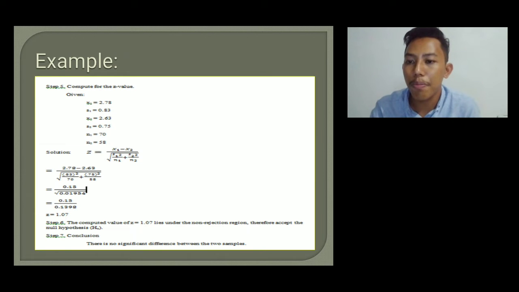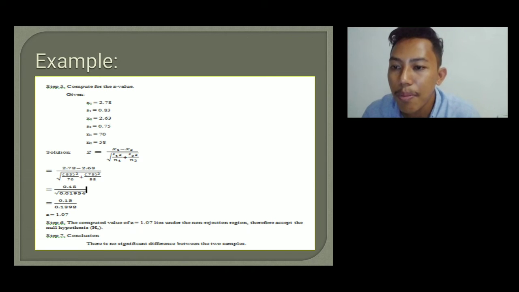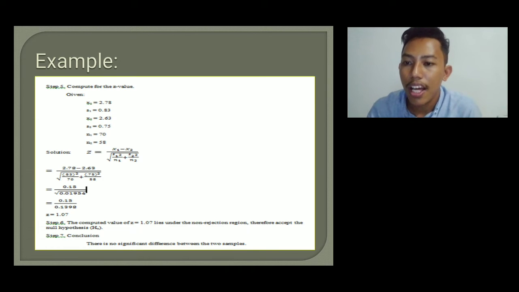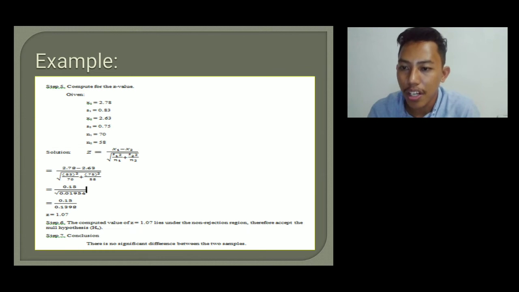Step 5, we need to compute the z value. So, our given: x sub 1 is 2.78, s sub 1 is 0.83, x sub 2 is 2.63, s sub 2 is 0.75, n sub 1 is equal to 70, n sub 2 is equal to 58. So, we just simply need to follow this equation and fill in the given.